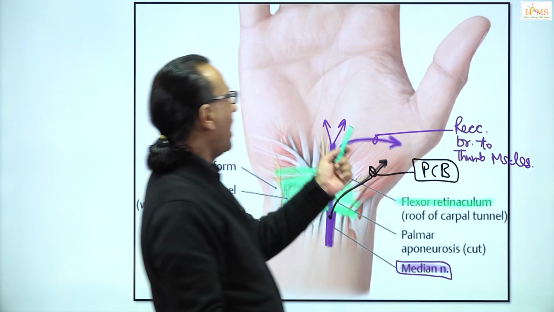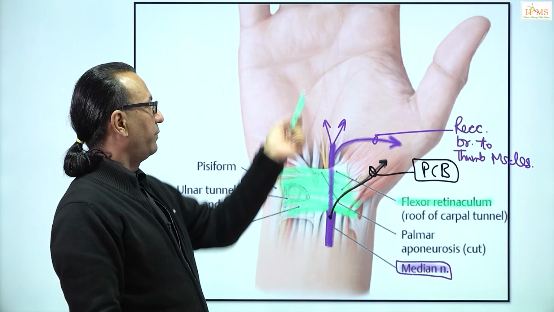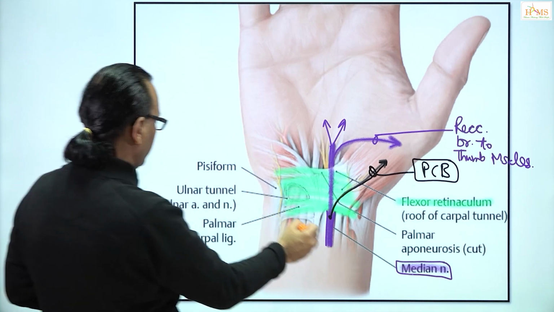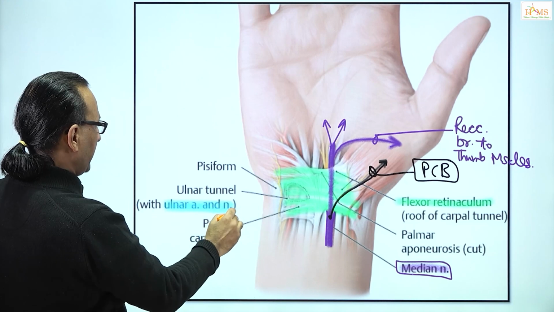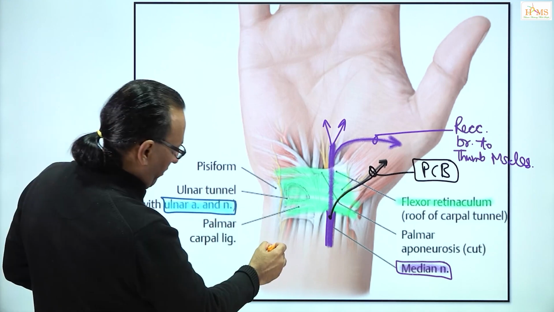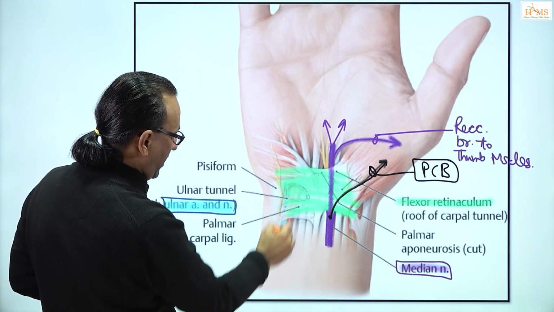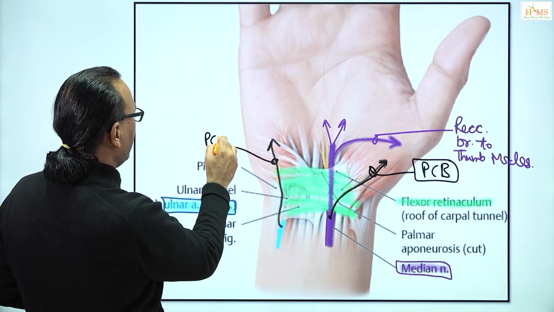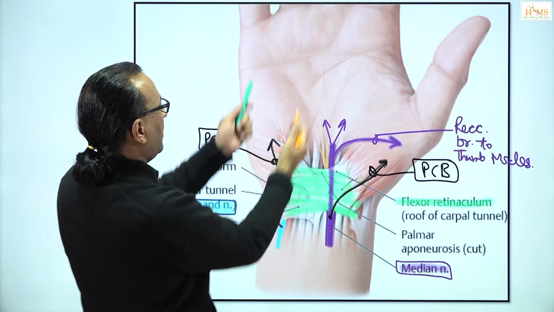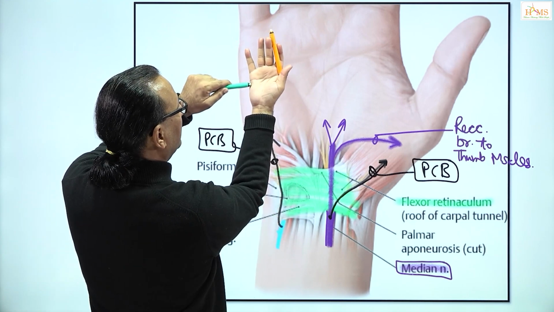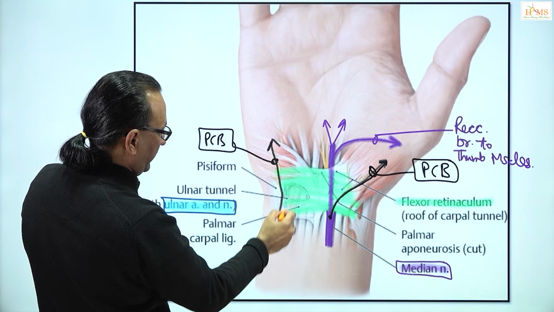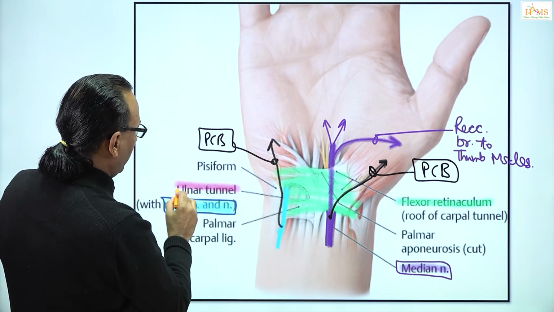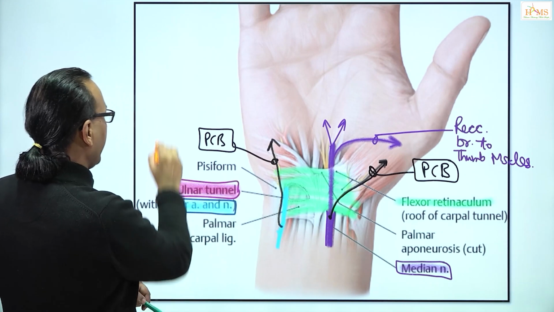Then what about the 1.5 fingers and the ulnar side of the palm? That cutaneous supply is from the ulnar nerve. As you follow the ulnar nerve, it is moving along with the ulnar artery, passing superficial to flexor retinaculum. But before it reaches the level of flexor retinaculum, it gives a cutaneous branch, the palmar cutaneous branch, and this is the one which is going to supply the skin on the palm towards the ulnar side. Then the ulnar nerve is going superficial to flexor retinaculum, passing into a tunnel which is called ulnar tunnel, or the other name is Guyon's canal.